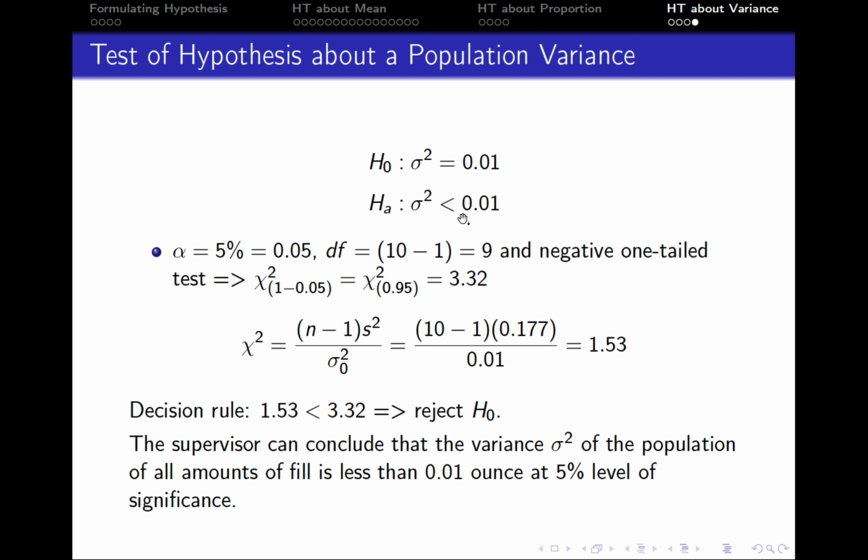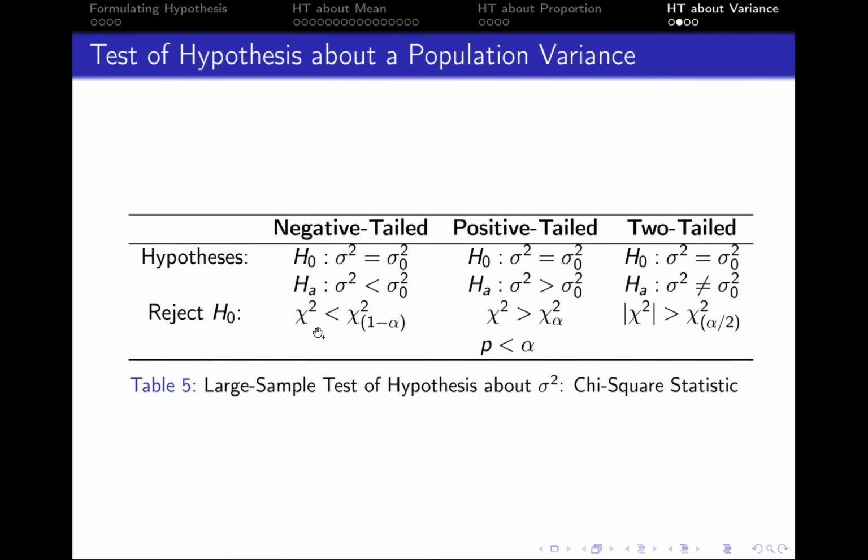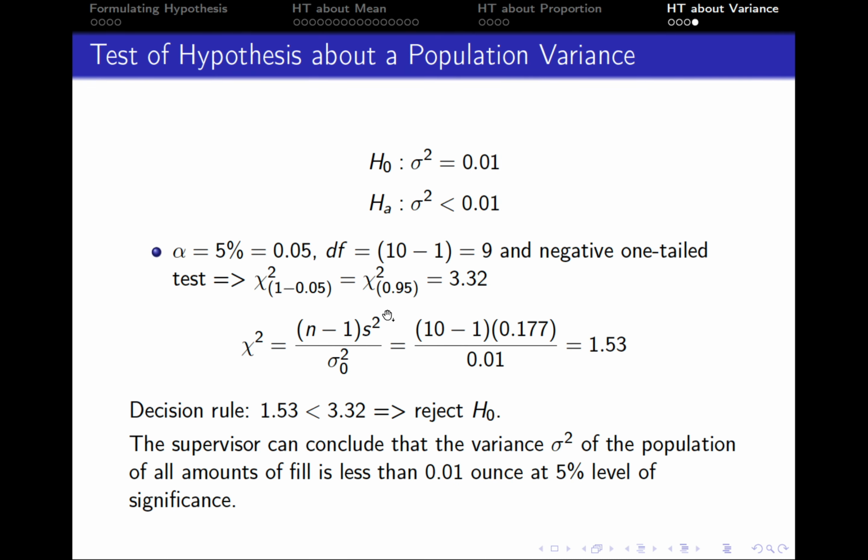And from the alternative hypothesis, we can see that this is a negative tail test. Therefore, this calls for this case. So we need the critical value of chi-squared at the level of significance of 1 minus alpha. So for our case, that would be chi-squared at the level of significance of 1 minus 0.05. So chi-squared at 0.95, which we know from the table is equal to 3.32. Then in the next step, we estimate chi-squared itself by substituting everything into the formula, and we get the value of 1.53.